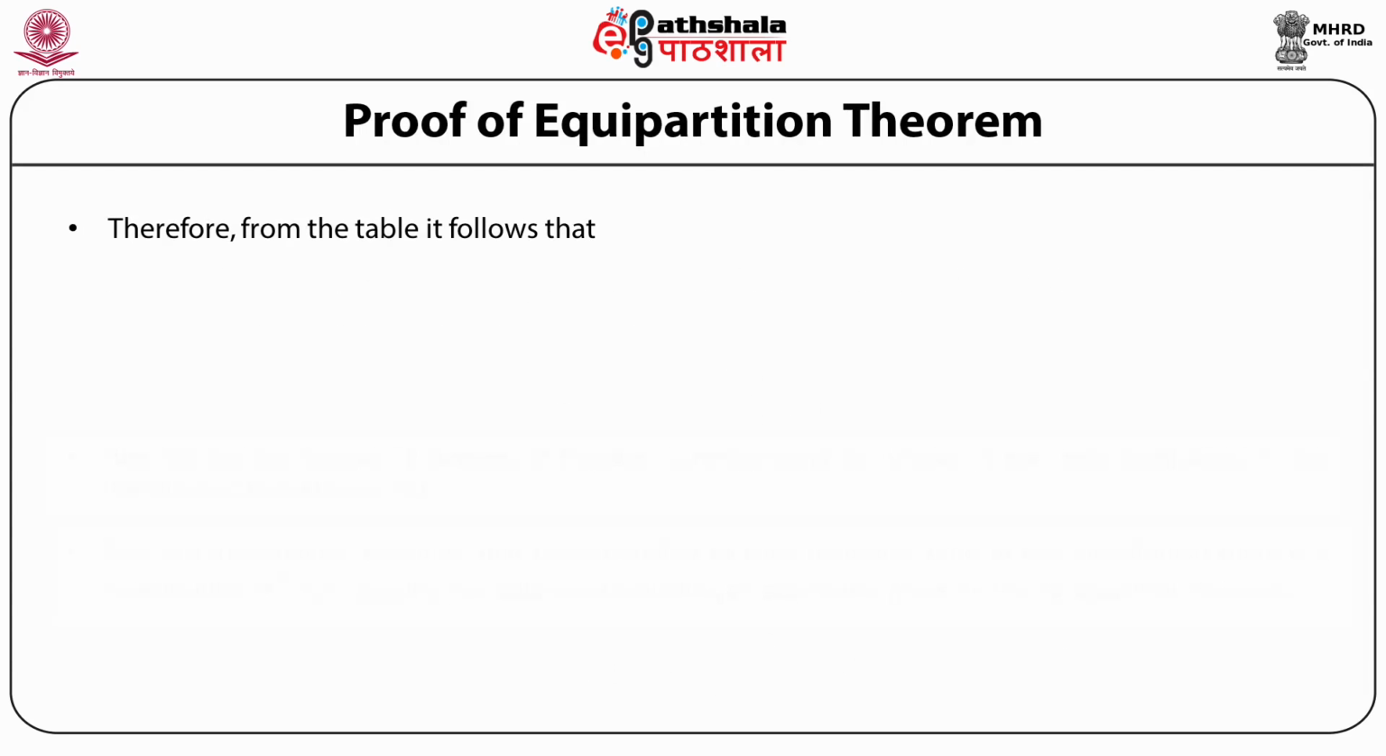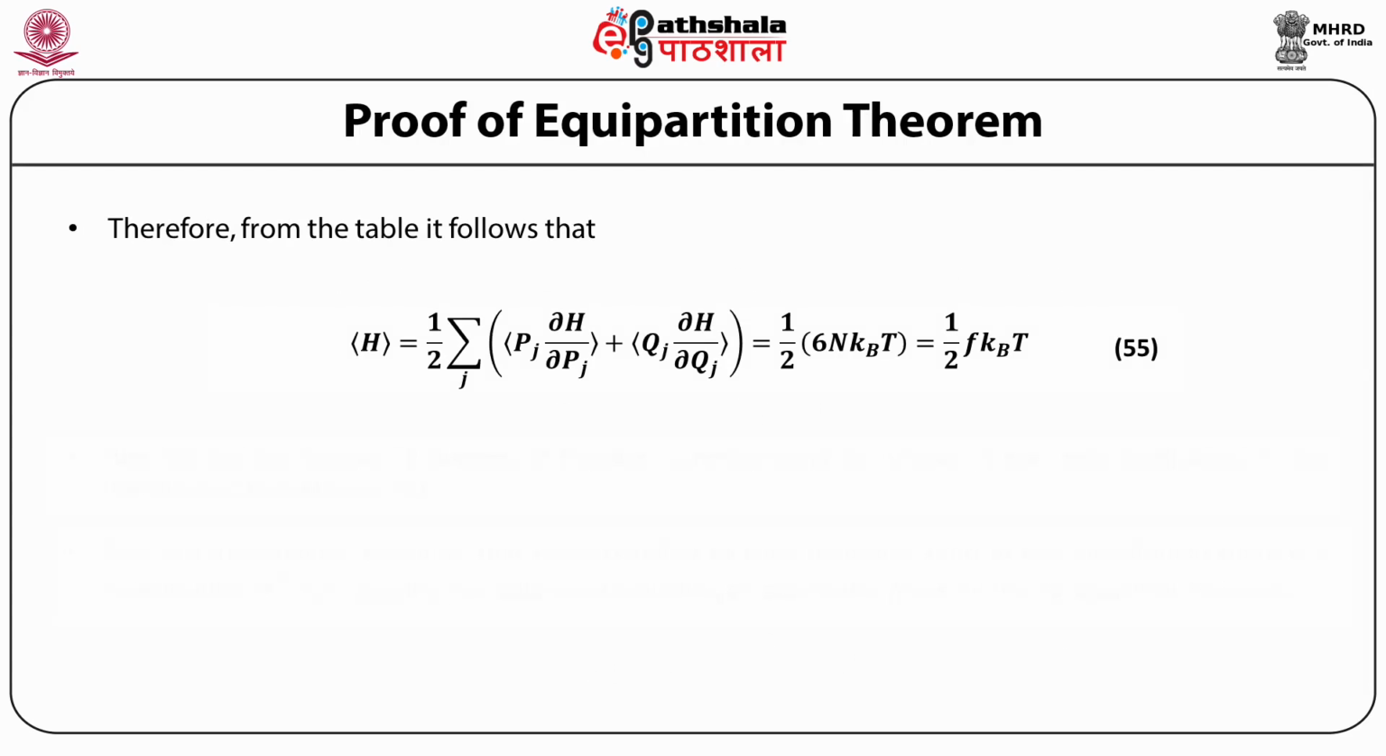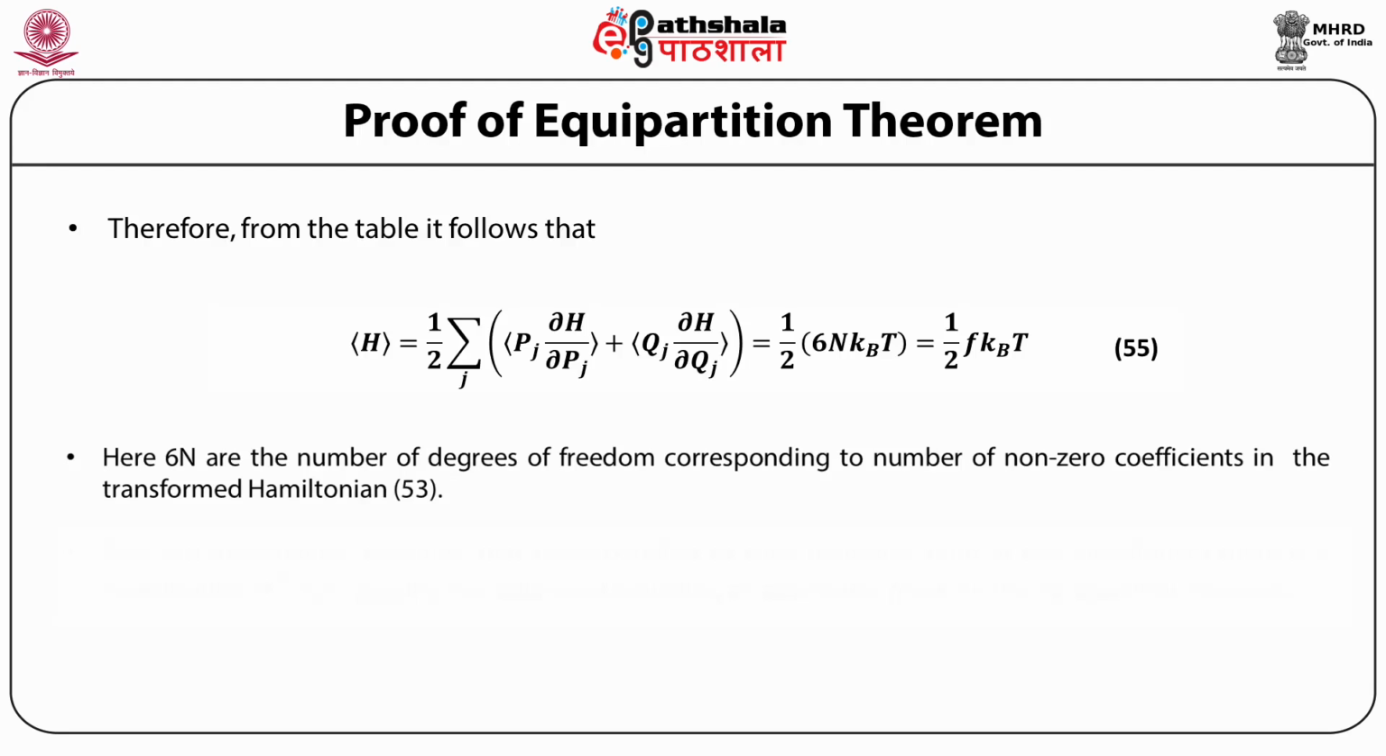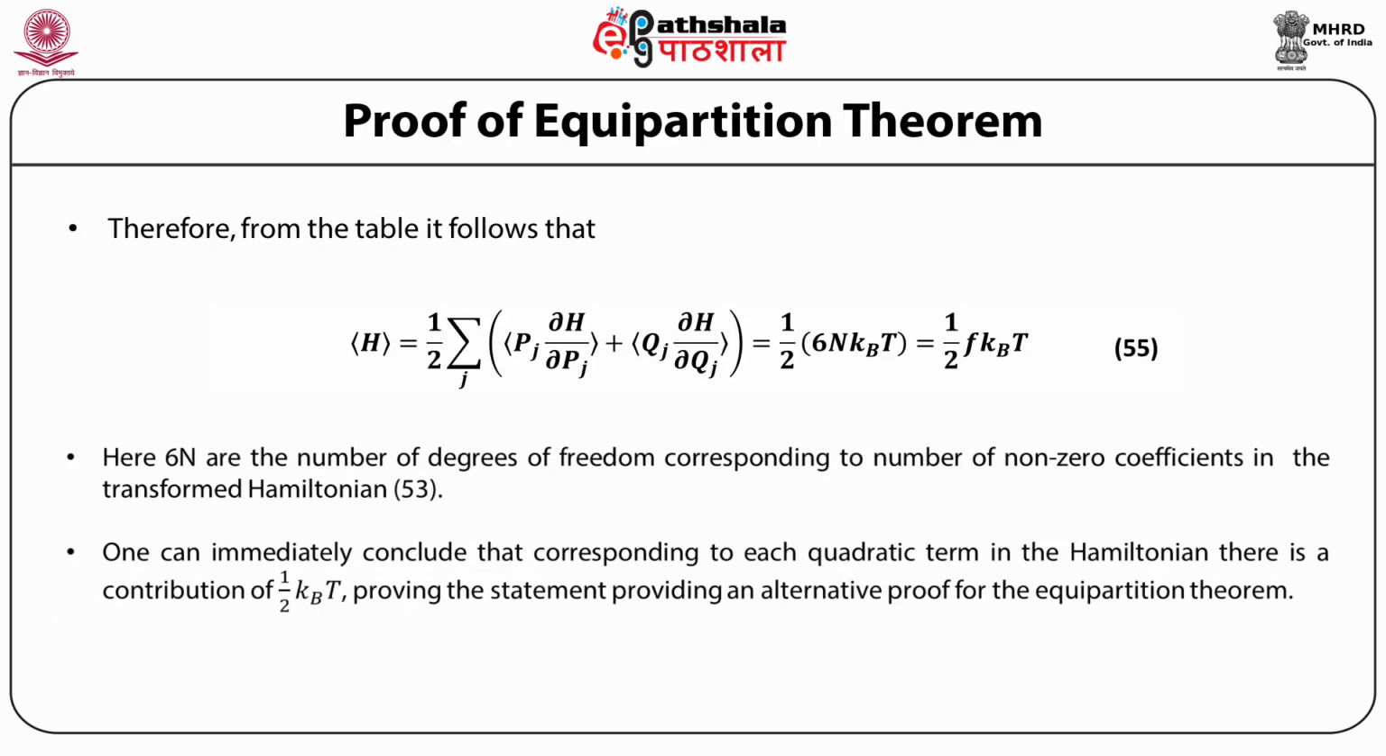Therefore, from the table it follows that the mean value of H is equal to half multiplied by the summation over j of the mean value of pj delta H upon delta pj plus the mean value of qj delta H upon delta qj, which is equal to half 6N kBT, which is equal to half f kBT. Here 6N is the number of degrees of freedom corresponding to the number of non-zero coefficients in the transformed Hamiltonian. One can immediately conclude that corresponding to each quadratic term in the Hamiltonian, there is a contribution of half kBT, proving the statement and providing an alternative proof for the equipartition theorem.